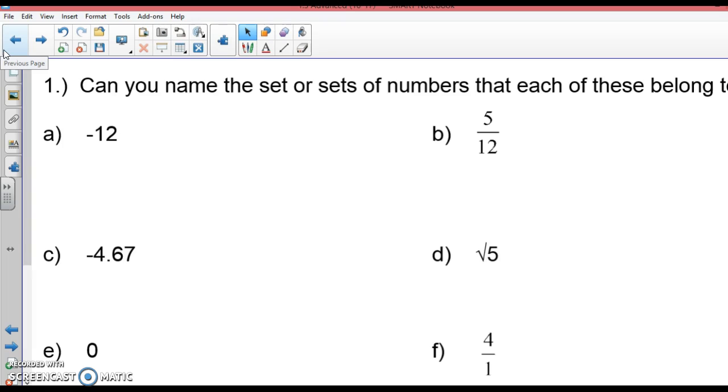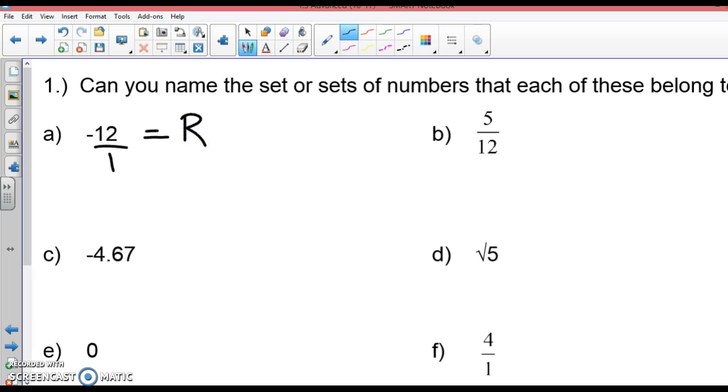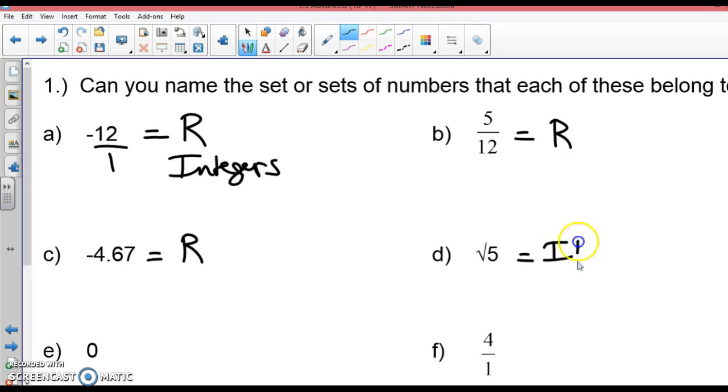All right. So negative 12 is rational because I can write that negative 12 over 1. 5/12, obviously rational. Oh, and you know what? We want to be more specific. This is the integers. This is just rational. Negative 4.67, that is a terminating decimal. It is rational. Square root of 5, that is a non-perfect square. Irrational.